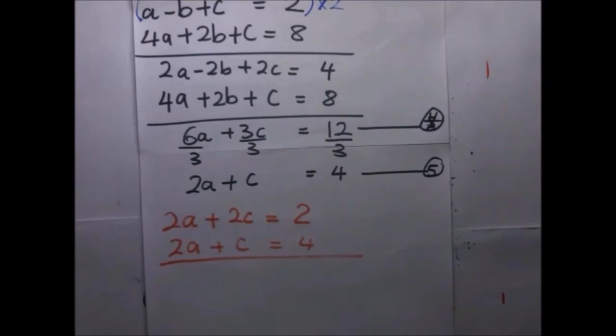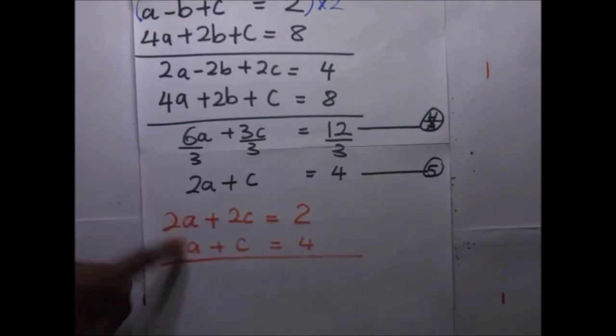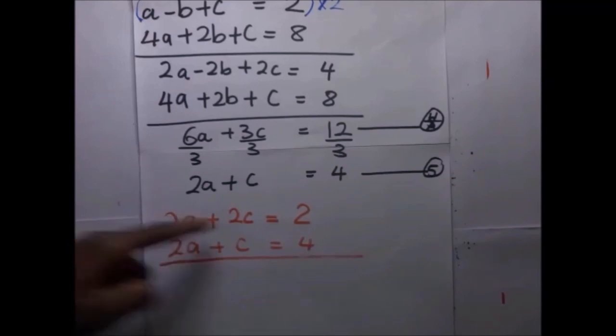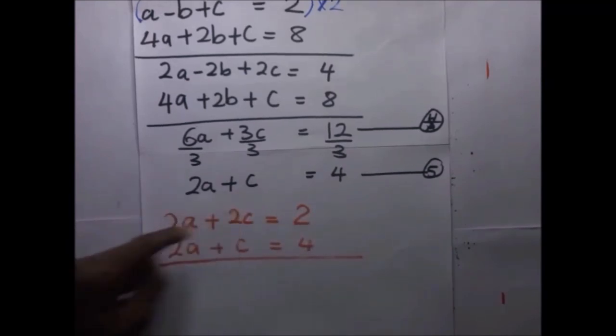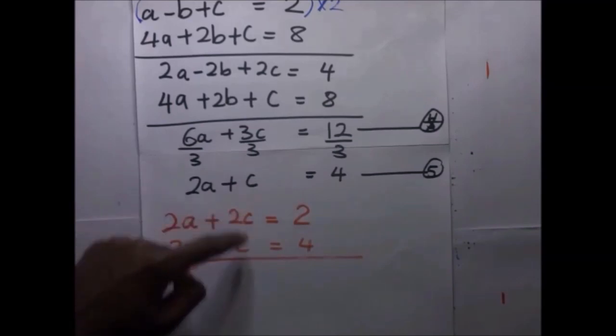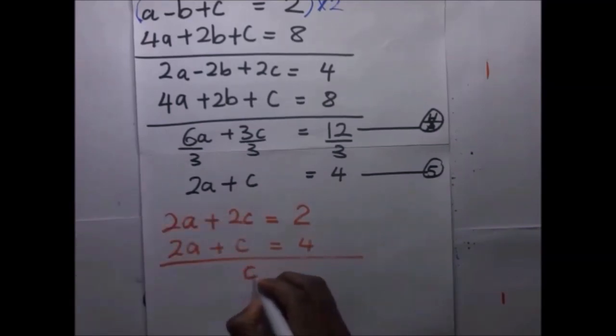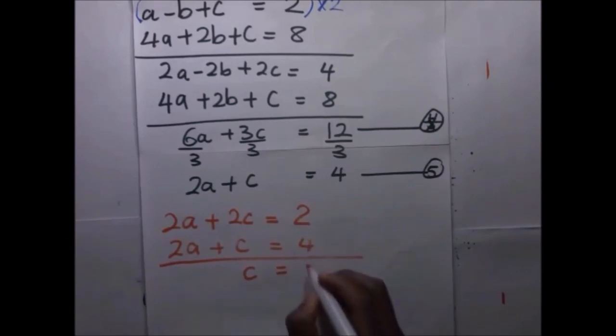Still by elimination method, we are having 2a, 2a, so it's easy to eliminate a. If we subtract this equation minus that equation, we get here 0. So we eliminate a and get c. So 2a minus 2a is 0. 2c minus c will give us c. That's going to give us 2 minus 4. 2 minus 4 is going to give us negative 2. So it means that our value of c is negative 2.